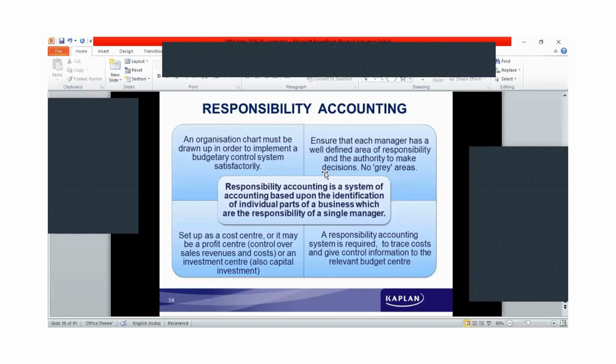So responsibility accounting is a system of accounting based upon the identification of individual parts of a business which are the responsibility of a single manager. But what is he responsible for? He's responsible for planning for the unit. He's also responsible when the actuals take place, because the actuals are compared with the plan. So the accountability comes into the picture at that point of time.